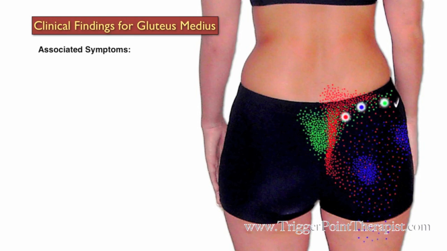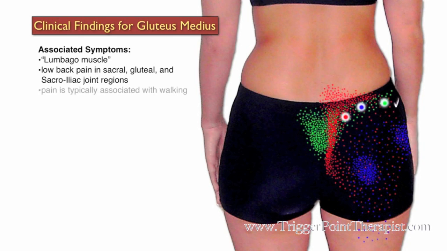Clinical findings for gluteus medius trigger points. Dr. Travell calls this muscle the lumbago or low back pain muscle. Clients with active trigger points here will commonly complain of low back pain in the sacral, gluteal, and SI joint areas. The pain is typically associated with walking, and they may also have difficulty sleeping on the affected side.